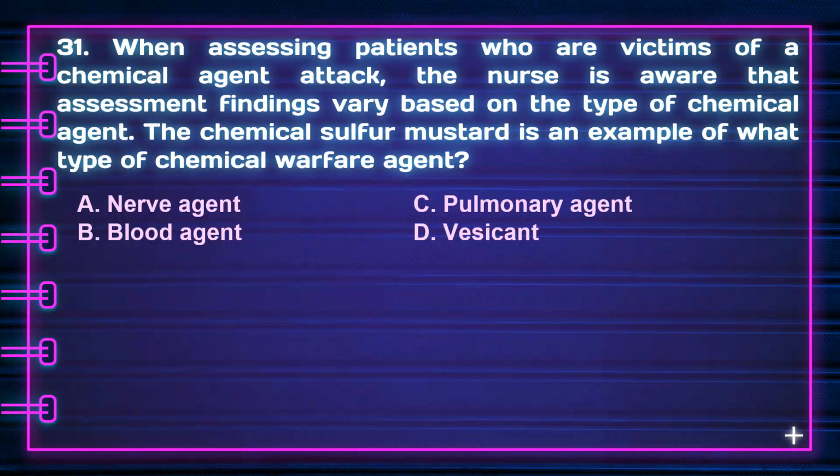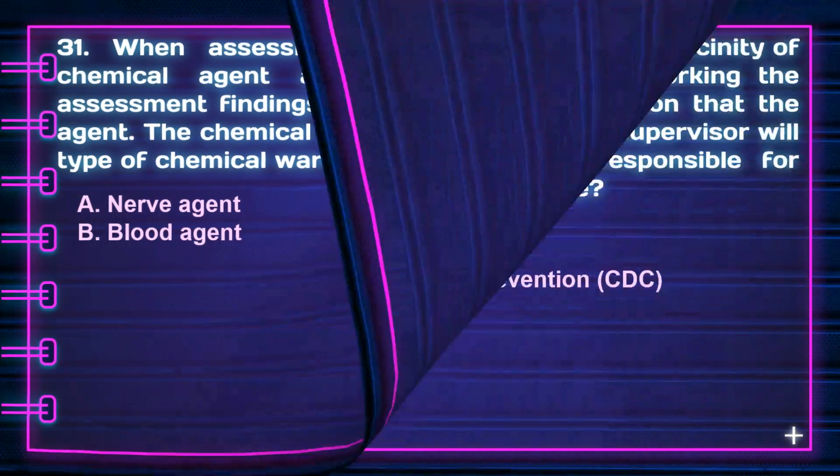31. When assessing patients who are victims of a chemical agent attack, the nurse is aware that assessment findings vary based on the type of chemical agent. The chemical sulfur mustard is an example of what type of chemical warfare agent? A. Nerve agent. B. Blood. C. Pulmonary. Or D. Vesicant. The answer here is vesicant, because sulfur mustard is a chemical that causes blistering and results in burning. There's presence of conjunctivitis. It can also cause bronchitis and pneumonia. So 31 answer, it is a vesicant.